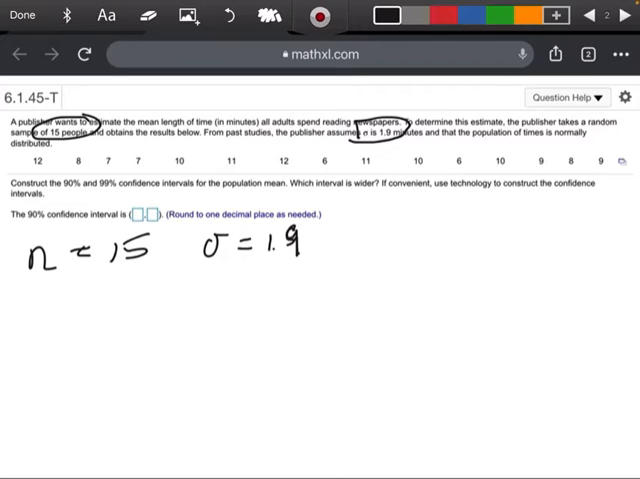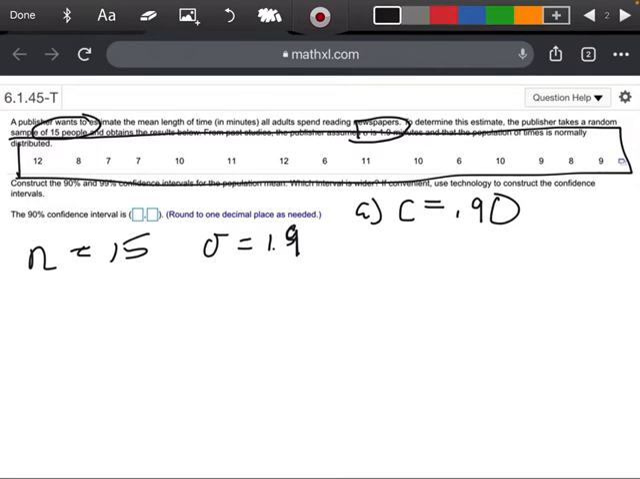So the first part says, construct a 90% and a 99% confidence intervals for the population mean. And then it says, which interval is wider? Okay, so for part A, I'm going to call this A because it's asking me to do two parts. Our confidence level is going to be 90%. So as a decimal, that's going to be 0.90. So what I'm going to do is take these numbers and enter them into my calculator, guys.